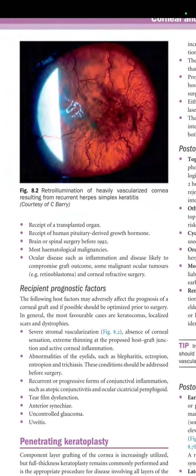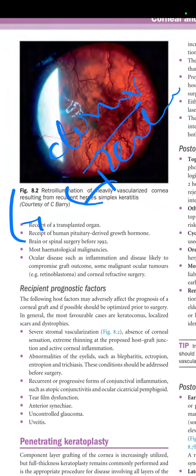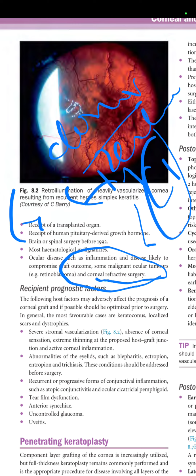Next is receipt of a transplanted organ. So if the donor has already donated, having had some kind of organ donation, then it is a contraindication. Receipt of pituitary derived growth hormone, brain or spinal surgery before 1992, most hematological malignancy, ocular disease such as inflammation and disease likely to compromise graft outcome, some malignant ocular tumors, for example retinoblastoma, and corneal refractive surgery. So very important, if the donor has undergone corneal refractive surgery, then it is a contraindication to donation of the graft.